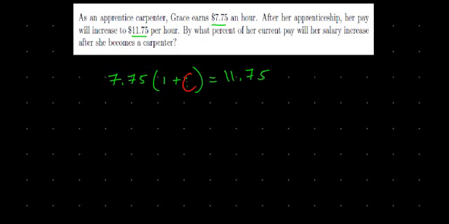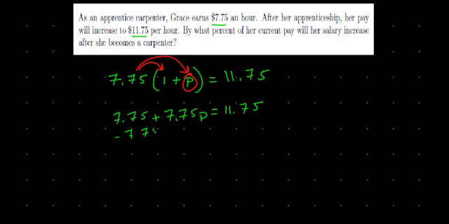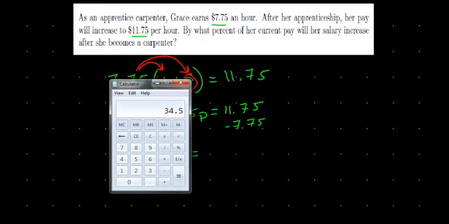So now it's just the algebra. We have to know how to do the algebra. So we use the distributive property here, and we get that 7.75 times 1 is 7.75, plus 7.75 times P is 7.75P, equals 11.75. We need to get P by itself, so we need to subtract the 7.75 from both sides. And I get that 7.75P equals, what's 11.75 minus 7.75? Well, it's going to be 4, but let's be careful here.